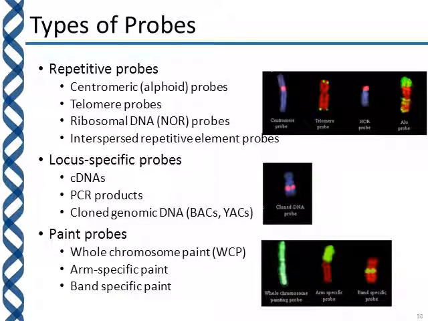And finally, a type of probe are painted probes. This is a whole chromosome paint, an arm-specific paint, or a band-specific paint. And again, we show examples of each one of those in the diagrams or photographs on the right.